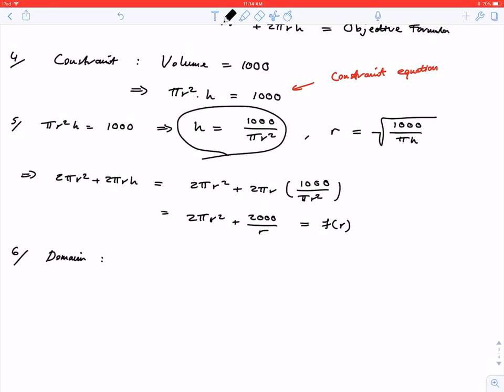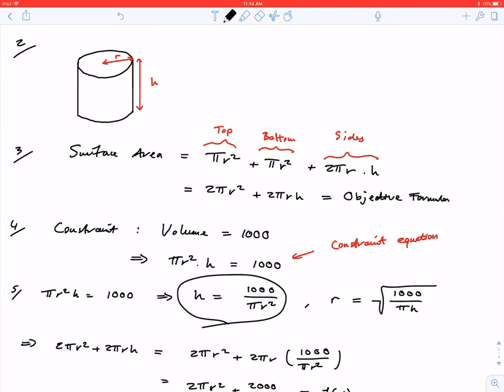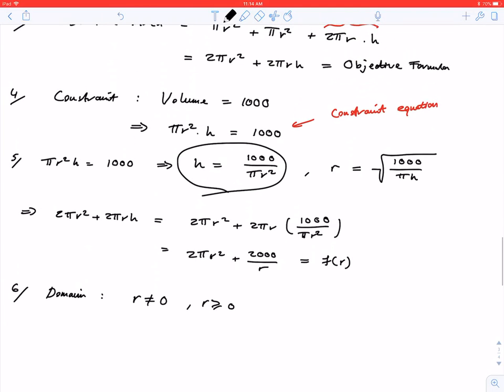As before, it comes from two things. One is the function itself. So clearly, looking at the function, it's the same kind of thing as we saw before. r is non-zero, because I can't divide by 0. But are there any other restrictions placed on it? Well, yes. r is a radius. So r certainly has to be bigger than or equal to 0.